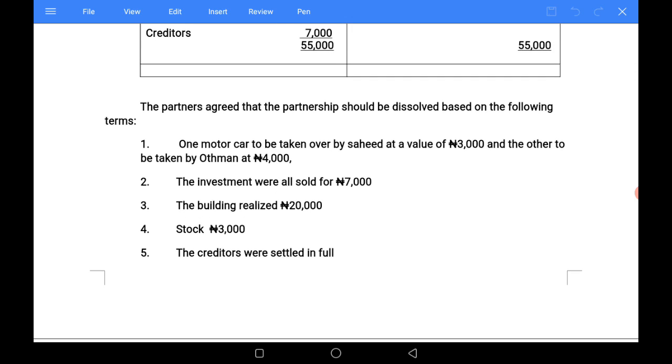Then we have the balance of 55,000 on both sides of the balance sheet. The partners agreed that the partnership should be dissolved based on the following terms. So this is the agreement for dissolving the business.